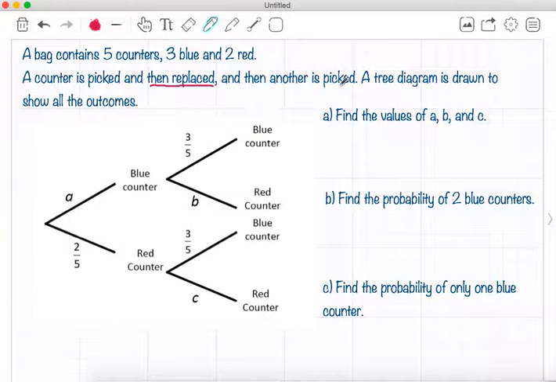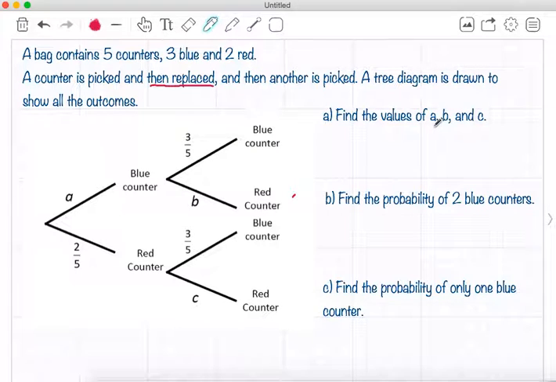And then another one is picked. And a tree diagram is drawn to show all the outcomes. So if we look at this, this is the first choice. You pick a blue counter. And then here we pick another blue counter. So this one here is 2 blue counters. And to get here, we've picked a blue and then a red. And to get here, we picked a red and then a blue. And this one is a red and then a red.